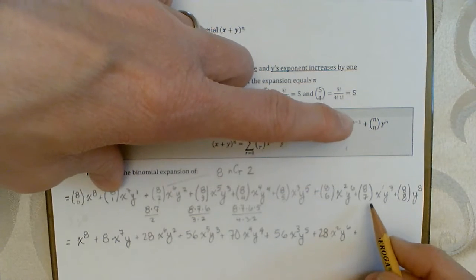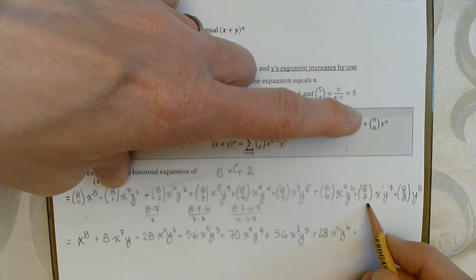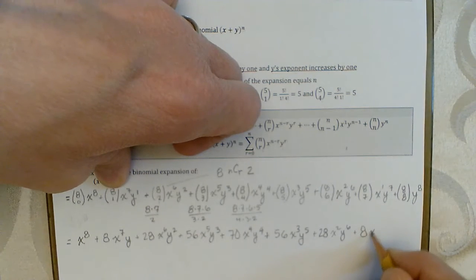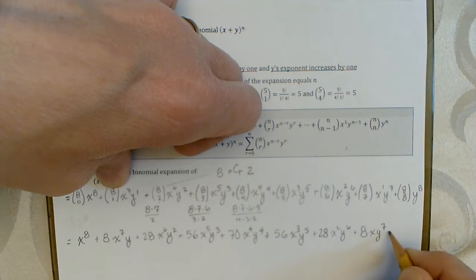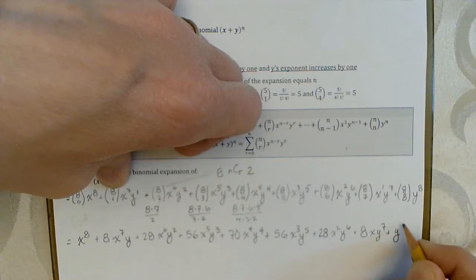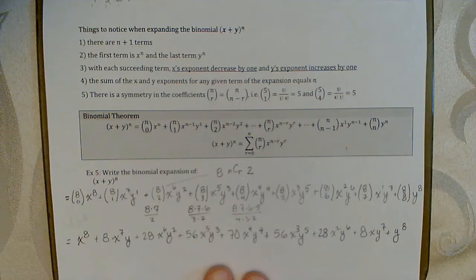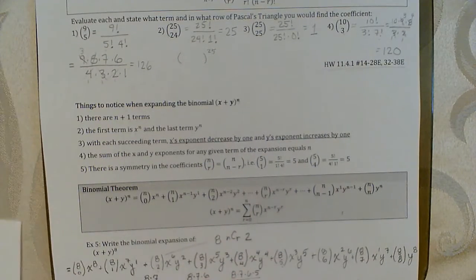And then the second to last one then is going to be this one. These two are the same value. So I know this is 8 x y to the 7th. And finally, y to the 8th. Okay? All right, let's continue working with some of that.